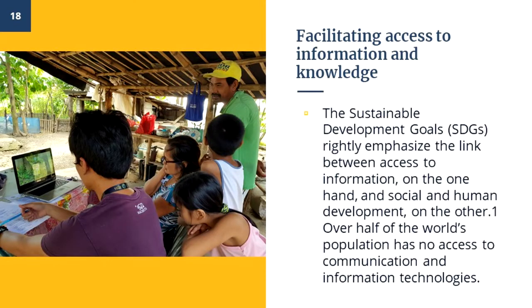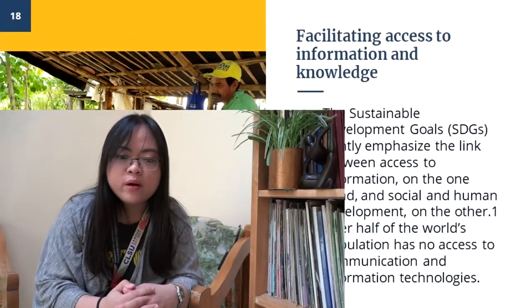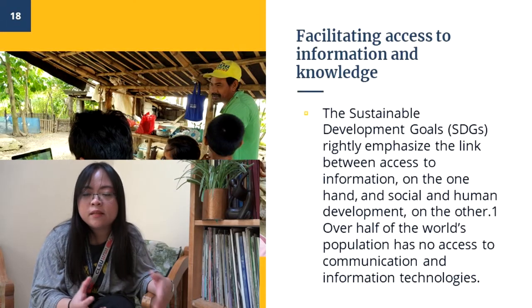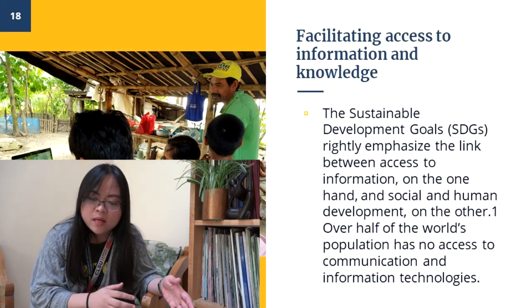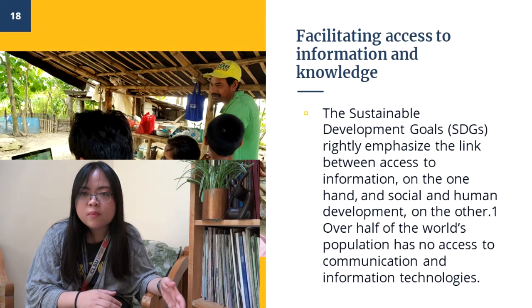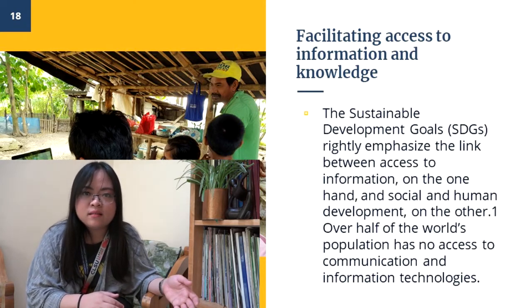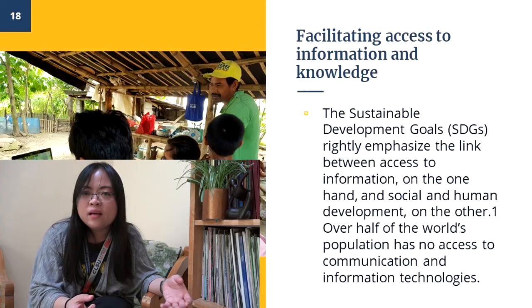Diba? Kasi the rich people could use that information in order for them to become richer, in order for them to become more successful in life, but then the poor ones won't have access to it. So sustainable development goals rightly emphasize the link between access to information on the one hand and social and human development on the other. So over half the world's population has no access to communication and information technologies, even though we're saying now na parang we are a global village because we are connected by the internet. But then when you try to look at it, half of the world's population don't have an access to the internet. So what's going to happen between those halves?